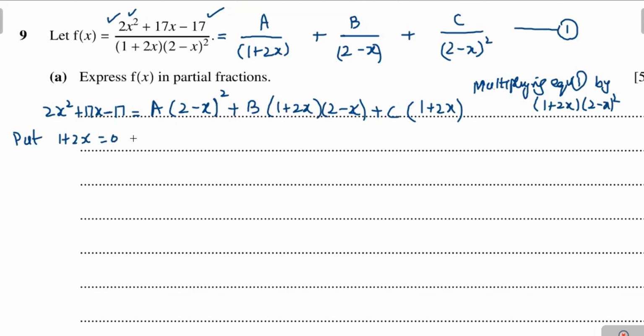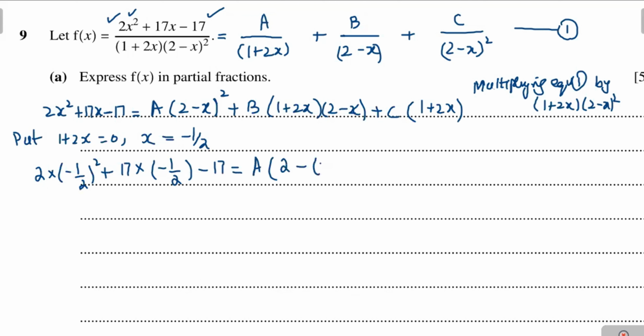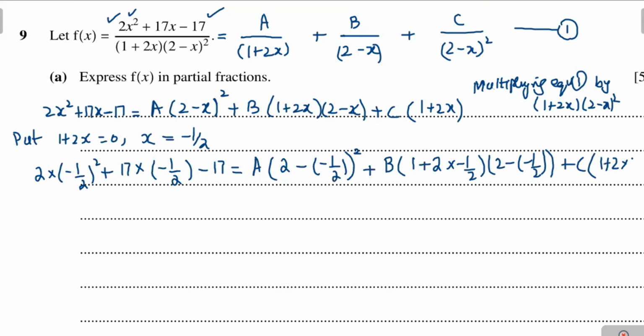Now we substitute 1 plus 2x equal to 0. We get x equal to minus 1/2, and we get 2 into minus 1/2 whole squared plus 17 into minus 1/2 minus 17 equal to a into 2 minus 1/2 whole squared plus b into 1 plus 2 into minus 1/2 into 2 minus 1/2 plus c into 1 plus 2 into minus 1/2. Now we can write it as 2 into 1/4 is 0.5 plus 17 into minus 1/2 is minus 8.5 and minus 17, and that value becomes minus 25.